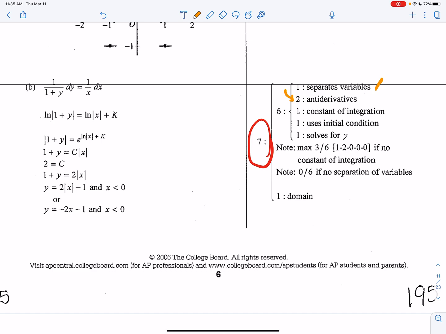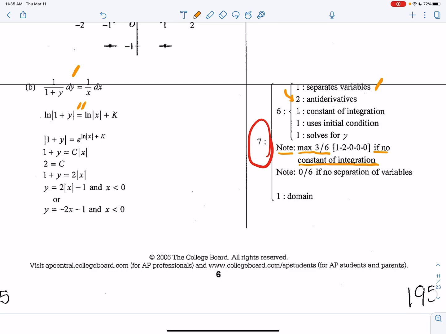If you integrated both of them correctly, they give you a point for separating, and then they give you a doubler there if you integrated both correctly. If you did not integrate both correctly, you lose out on these 2 points. Now if you read the note here, note maximum 3 out of 6 if no constant of integration is there. Pretty much if you don't put a plus c, you're done. You forfeit all of the remaining points. The most you can earn is 3.